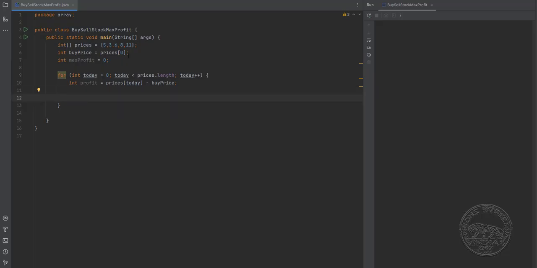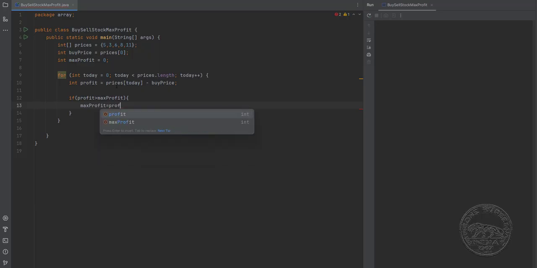So if you have bought it at 5 and are selling at 3, it will be a loss, not a good decision. So let's compare what we are actually making here. This is our profit, and are we making a profit which is more than the max profit which we have made? So currently it will be -2, which is not a good decision. So we don't set it, but in the next loop we might have to set it. So we simply compare and we set it. So this becomes our profit.